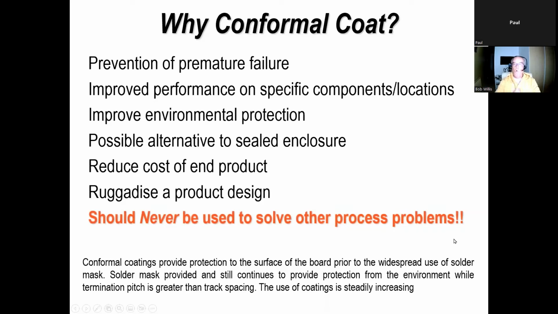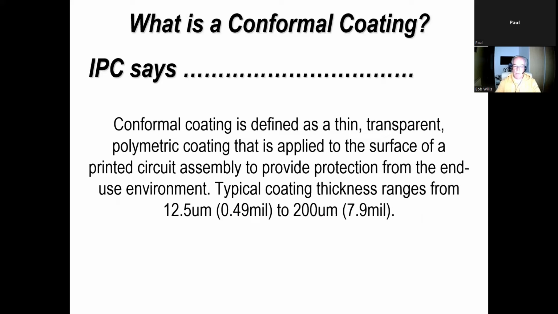One of the things always to remember is never go to conformal coating if you've got a problem. Now that kind of, again, seems strange, but if you've got a corrosion problem, if you've got insulation resistance problems, find out what's causing the problem first. If you just put a coating over the problem, you won't necessarily solve the problem. You may actually make it worse.